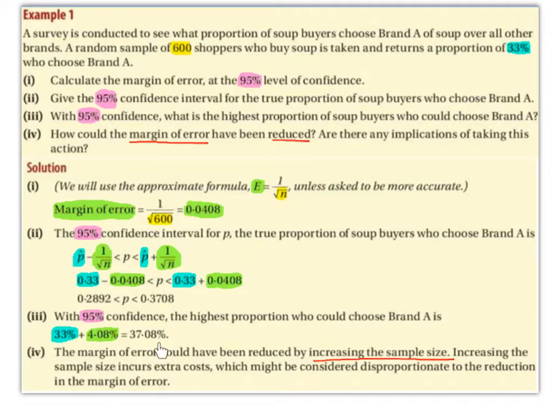The margin of error could have been reduced by increasing the sample size. So increasing the 600 to a much bigger number. That would reduce the margin of error. Increasing the sample size incurs extra costs, which might be considered disproportionate to the reduction in the margin of error.